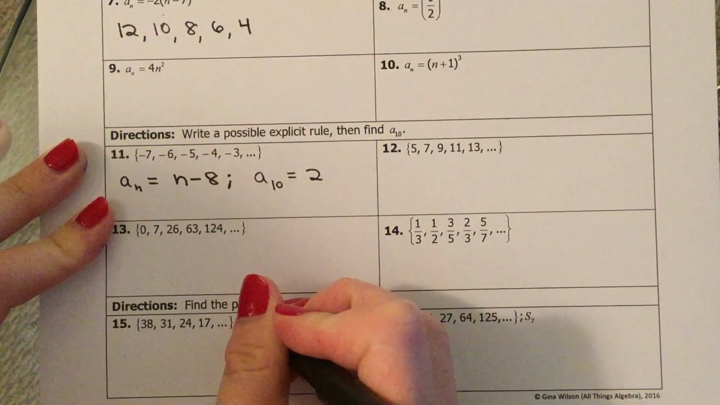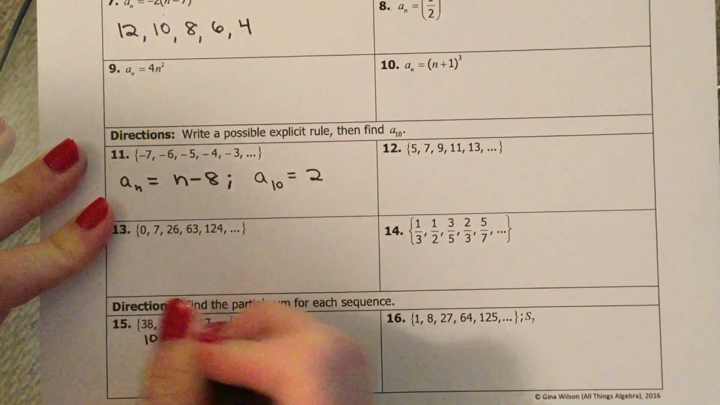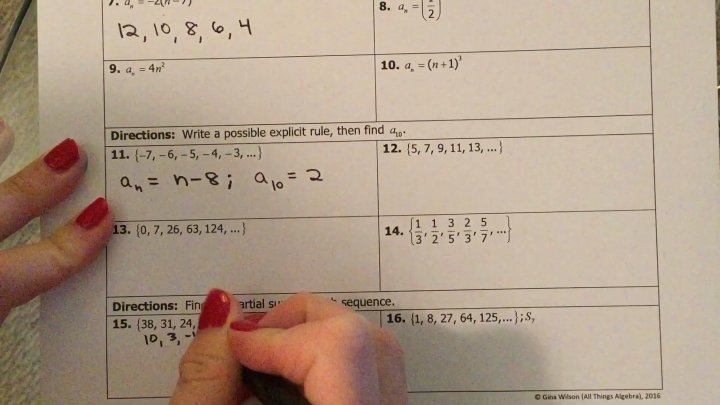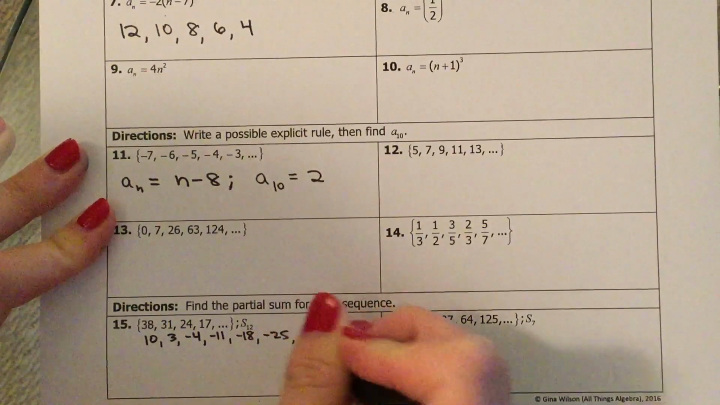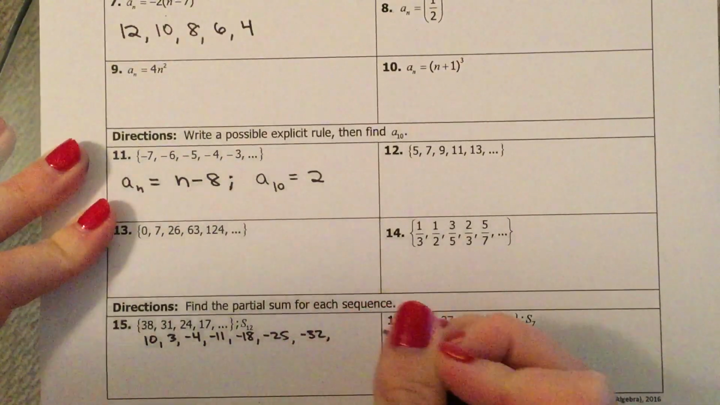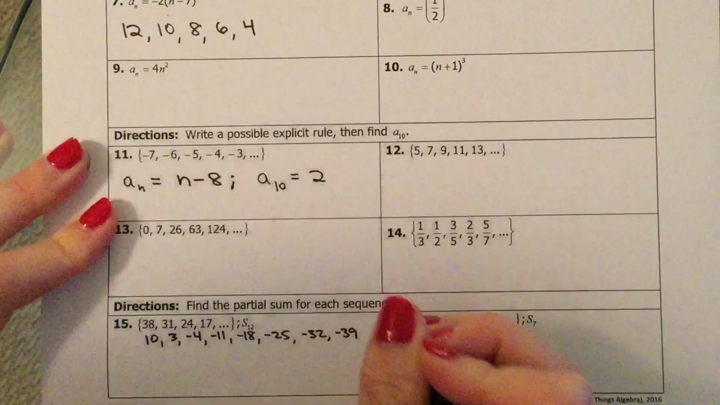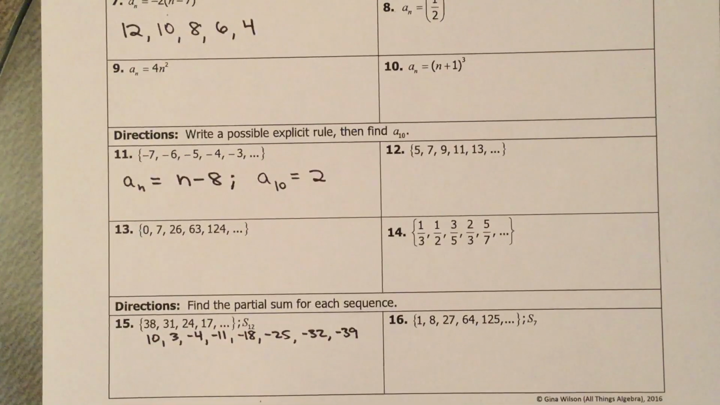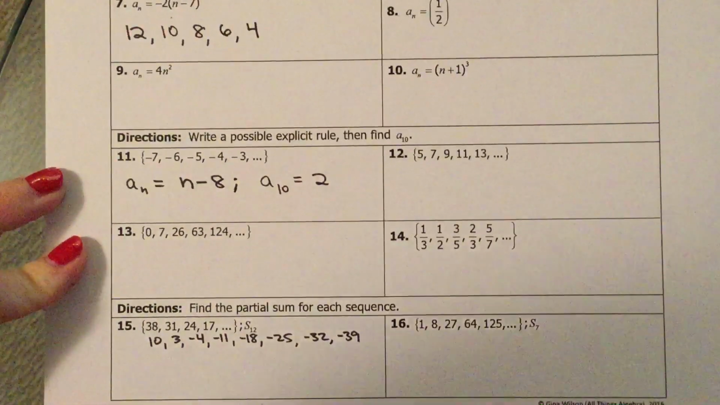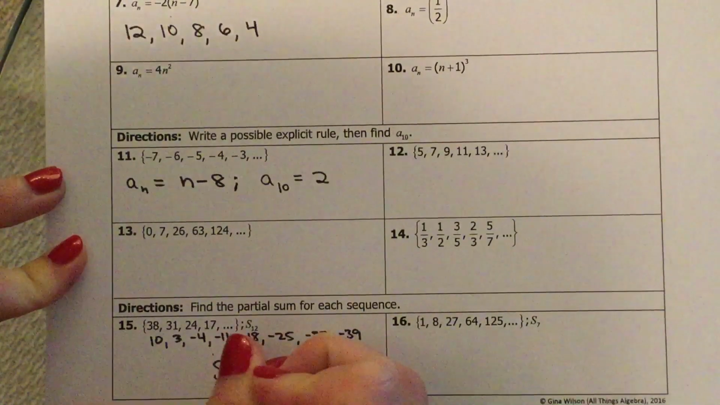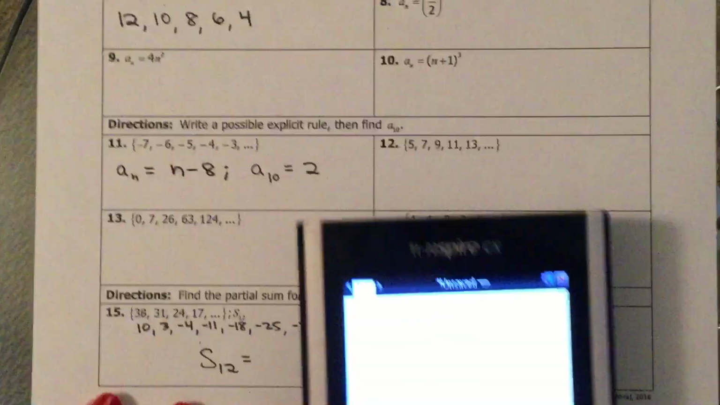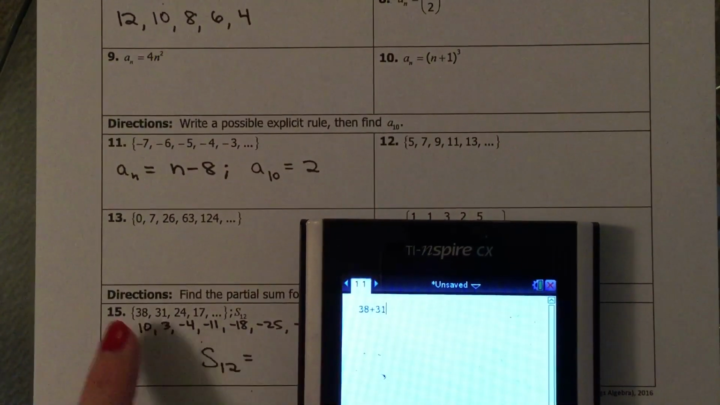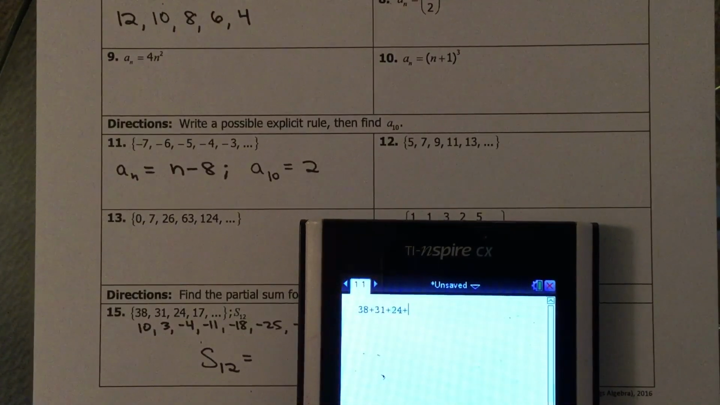So down 7 would be 10, and then 3, negative 4, negative 11. So let's say that's 8 terms. Negative 18, negative 25, negative 32, and then negative 39 would be the last one. So the partial sum means that you are taking all of those values that you have and just summing them up, adding them together. So this is a capital S sub 12, and so it's just adding together the first 12 terms of that sequence. So we'd have 38 plus 31, and it's just all of these numbers that we have written down here, just adding them all together.